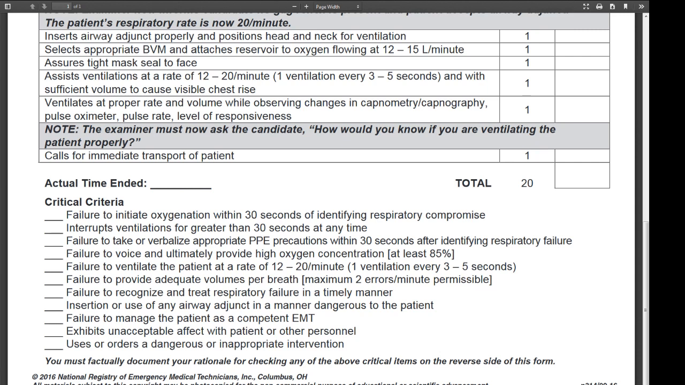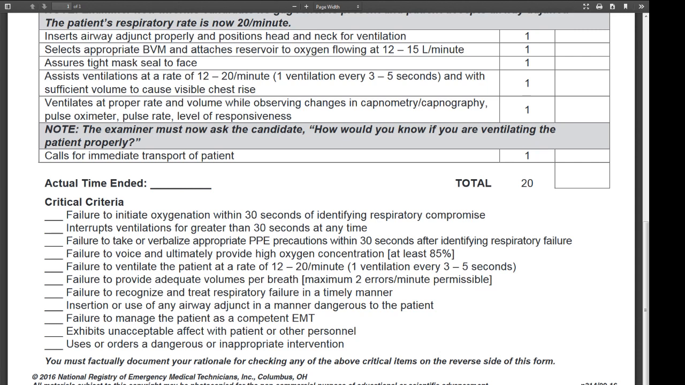Critical fail criteria. Failure to initiate oxygenation within 30 seconds of identifying respiratory compromise. Interrupts ventilations for greater than 30 seconds at any time. Failure to take or verbalize appropriate PPE precautions within 30 seconds after identifying respiratory failure. Failure to voice and ultimately provide high oxygen concentration, at least 85%.